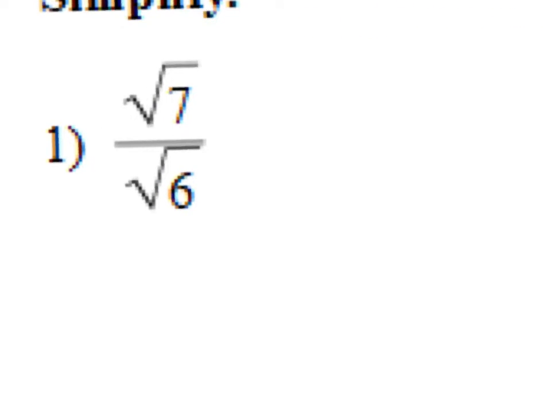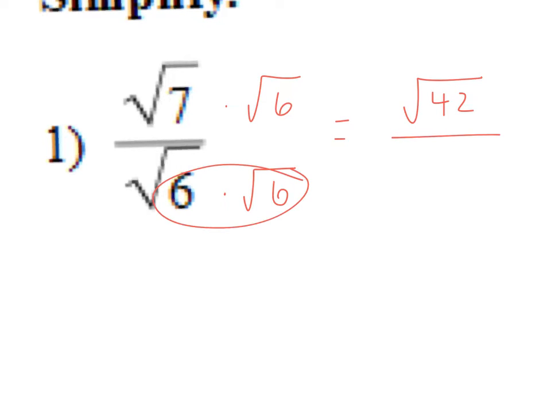Okay, so on this, I can't reduce anything, but I'm going to go ahead and multiply by radical 6 because I can't have a square root in the bottom. So I've got the square root of 42 on top. On the bottom, I'm going to go ahead and pair these up and move them out. So I've got a 6 on bottom.